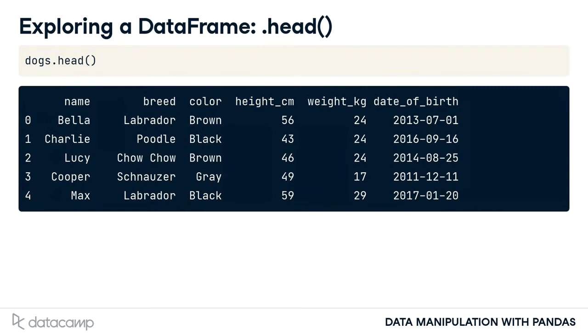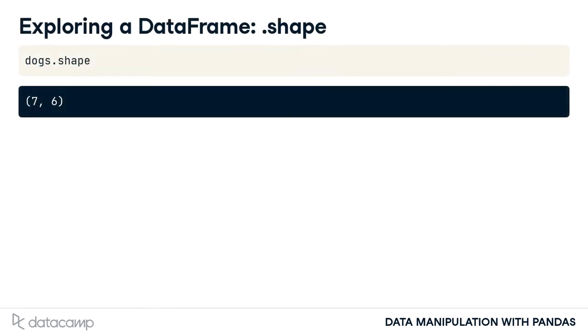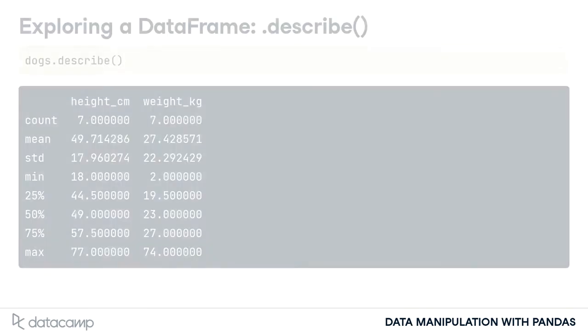The info method displays the names of columns, the data types they contain, and whether they have any missing values. A data frame's shape attribute contains a tuple that holds the number of rows, followed by the number of columns. Since this is an attribute instead of a method, you write it without parentheses.